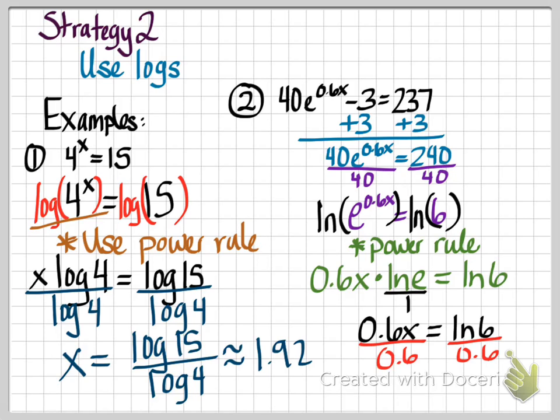Now we'll use some simple equation solving skills and divide both sides by 0.6 to get our final answer, which is natural log of 6 divided by 0.6. Again, using my calculator, that gives me about an answer of 2.99. You'll definitely want to be leaving the answers in exact form and checking the decimal form, which allows you to see if your answer is correct or not.